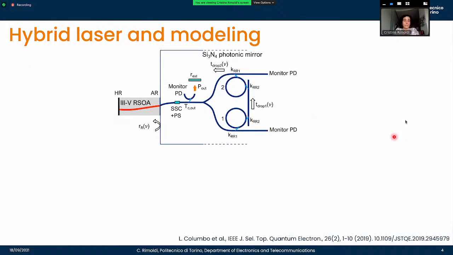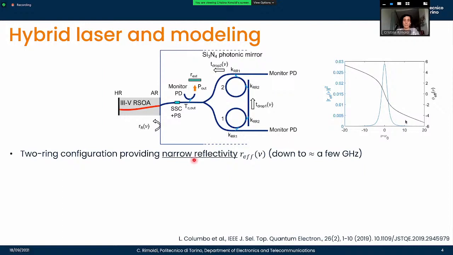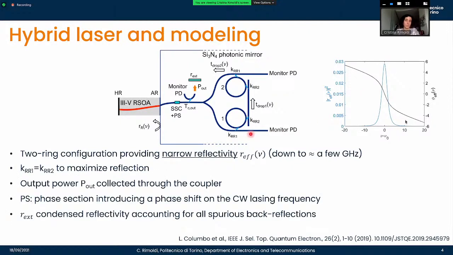Now, this is the device, the laser that we are considering. It consists of a III-V multiple quantum well HR-AR reflective SOA that is edge coupled to a silicon photonic mirror, a silicon photonic mirror that is based on two coupled rings here. It is this two-ring configuration that provides narrow reflectivity in frequency, as also illustrated in this picture. And the coupling coefficients of the two rings are chosen as equal in order to maximize reflection. The output power is collected here through the coupler. And we also include the phase section right here in order to have the possibility of introducing a phase shift on the CW lasing frequency. Finally, Rx here is a condensed reflectivity that accounts for all spurious back reflections.